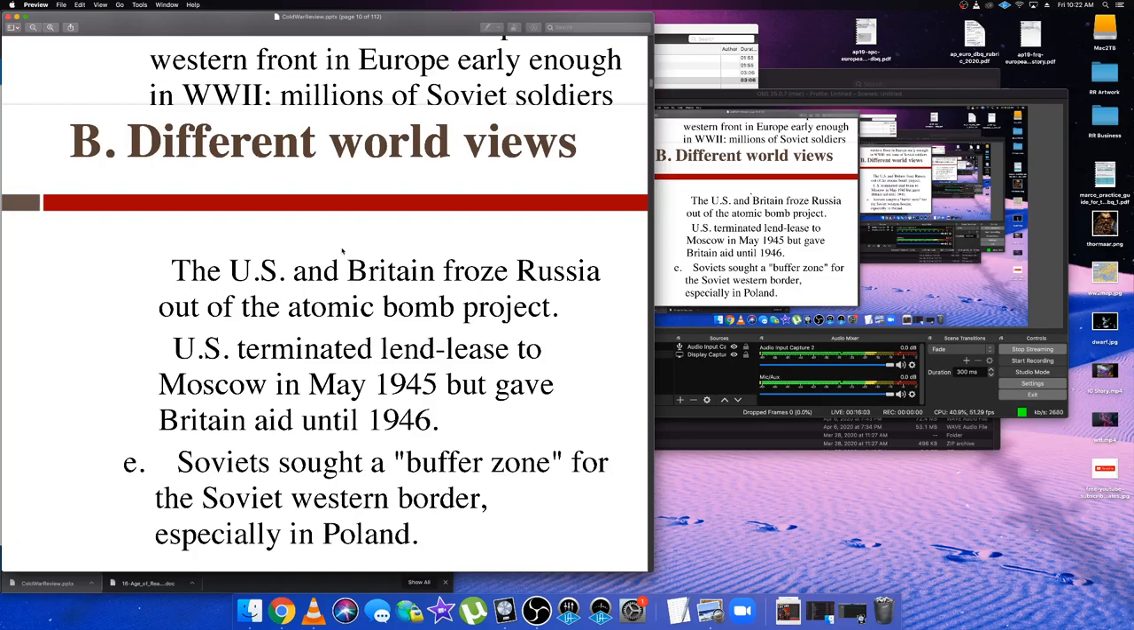And the United States and Britain also had frozen Russia out of the atomic bomb project. Now, they got spies in there, so they were able to get that technology a lot faster than the United States had intended. But the United States terminated the lend-lease to Moscow in May of 45, but gave Britain aid until 1946. So there's definitely favoritism amongst the United States and Britain. The United States has favoritism towards Britain and other Western allies that are democratic and capitalist before they have to Russia. So Soviets were seeking this buffer zone, particularly in Poland.